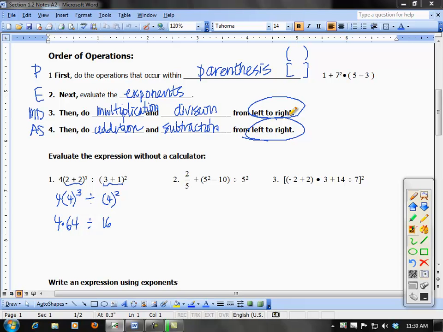So the first one I come to is multiplication. So this is what I do first. So 4 times 64 is 256. When you divide it by 16, now I can do the division. You end up getting 16 as your answer.